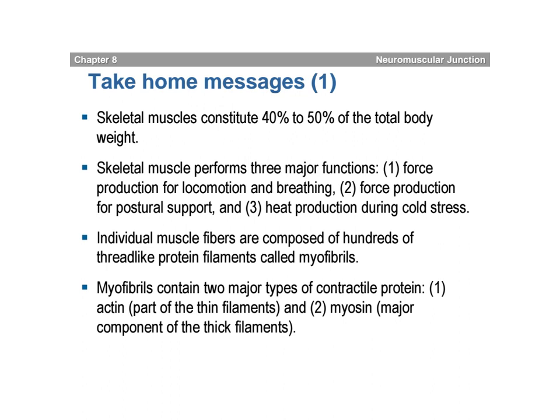Individual muscle fibers are composed of hundreds of thread-like protein filaments called myofibrils, and we'll talk more about that a little bit later. Myofibrils contain two major types of contractile protein: actin, which is part of the thin filament, and myosin, which is a major component of the thick filaments.